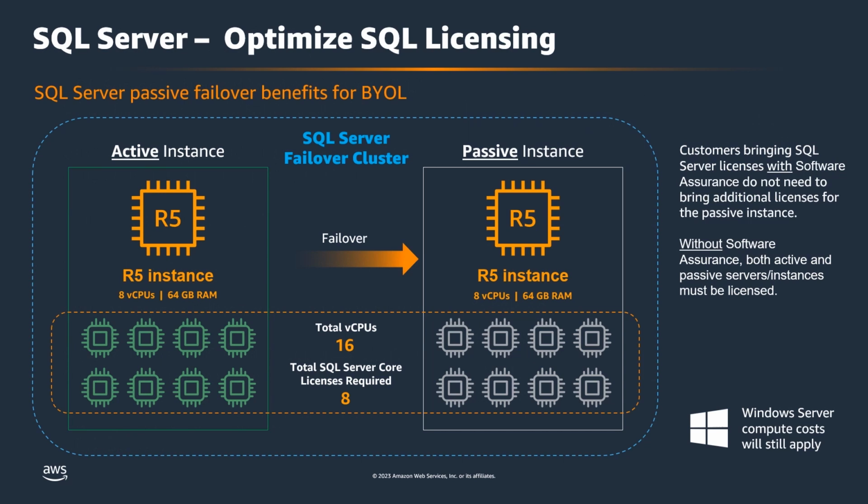Here's an example of passive failover, kind of a visual for you. This is showing a customer using 8 vCPU instances. They're licensing the active instance with SQL plus software assurance, but they don't have to license SQL on that passive instance, as we mentioned before. This is saving the customer 8 cores of SQL, so there's certainly some savings for that customer. They do have to license Windows Server and Compute, of course, but this does allow them to not have to license SQL on passive, which can really help save money.